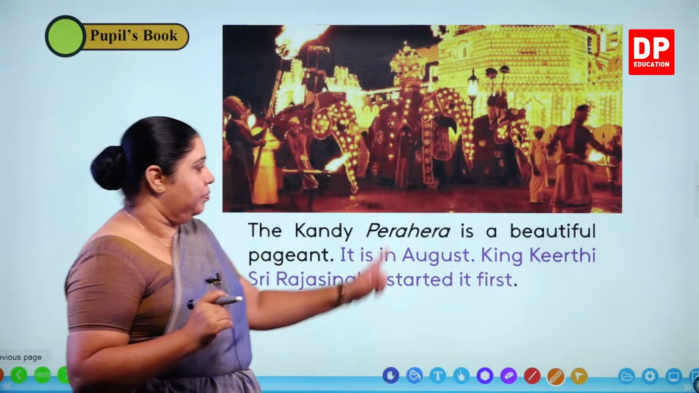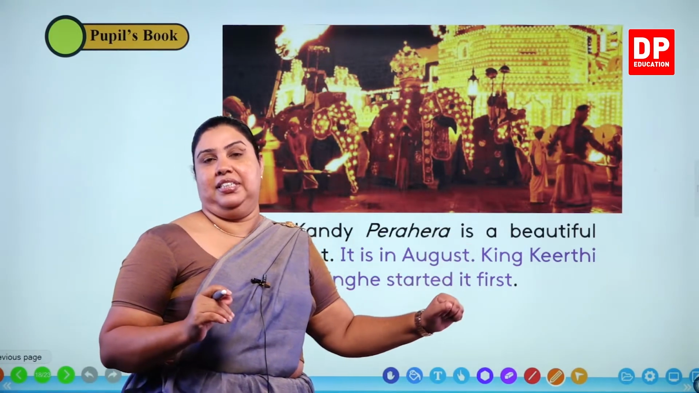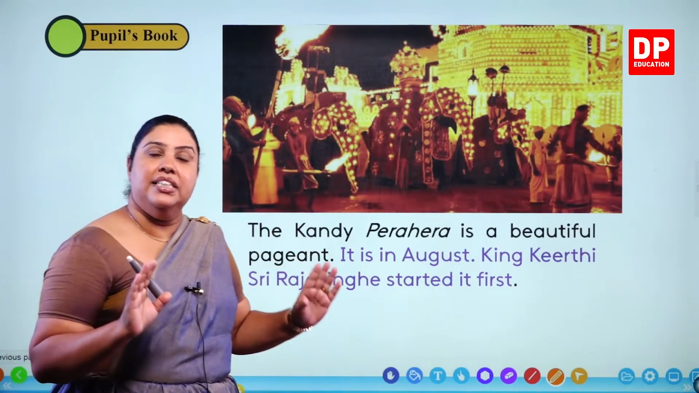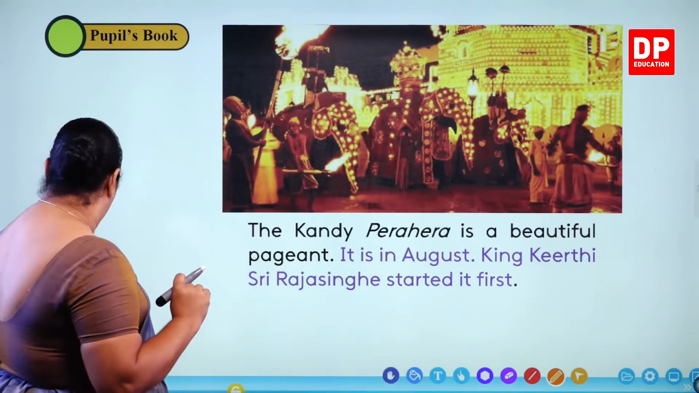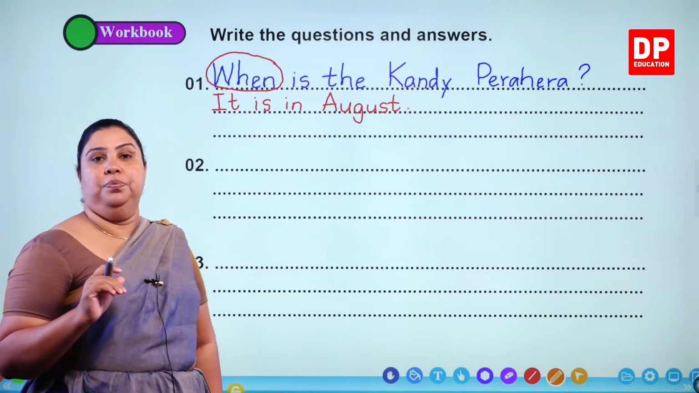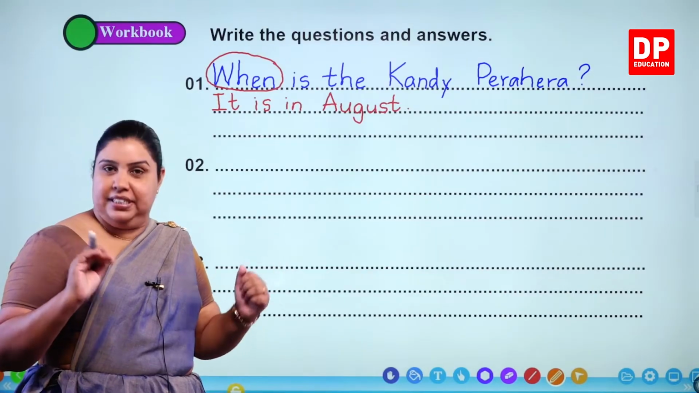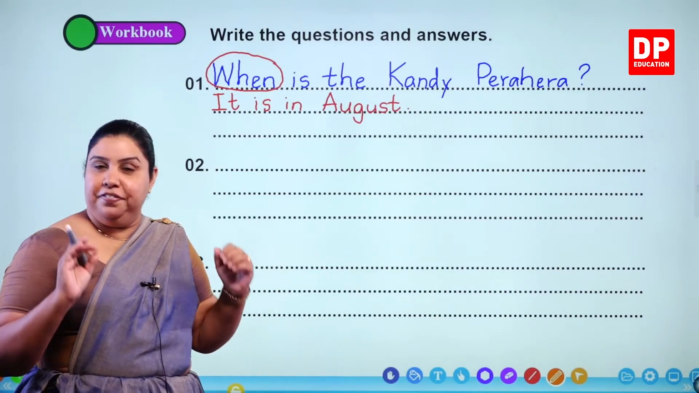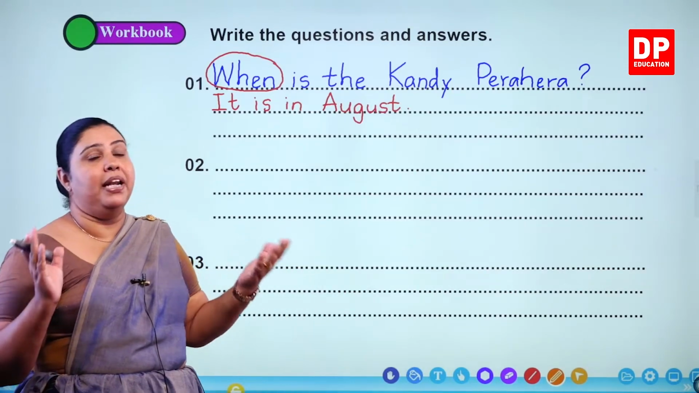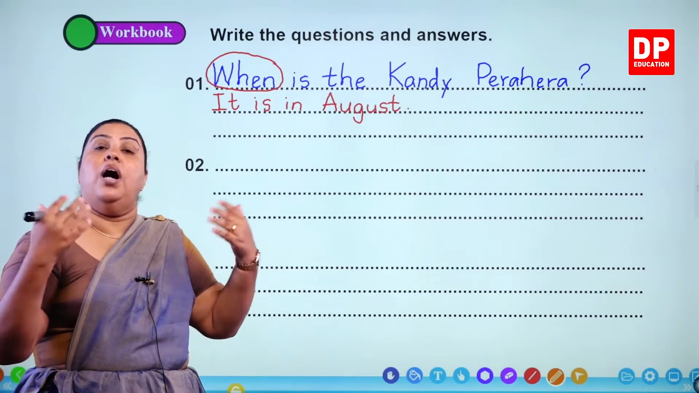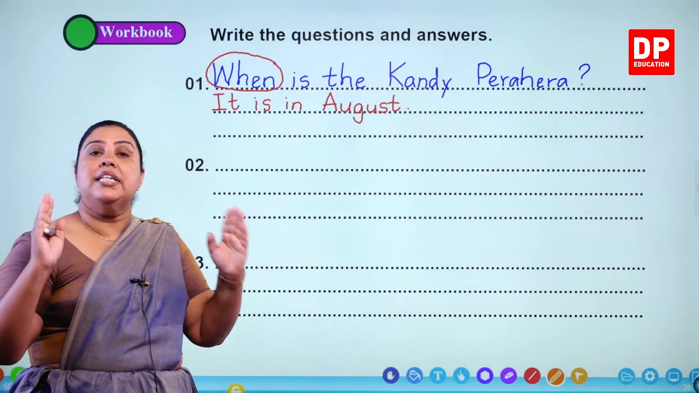Next we have King Kirti Sri Rajasingha started it first. ඔන්න Kirti Sri Rajasingha started it first කියන උත්තරේ එන්න නම් අපි මොකක්ද අහන්න ඕන question එක? Right? Number 2. How are we going to ask the question? Who started it first? දැන් අපිට නමක්නේ තියෙන්නේ පුතේ. කීර්ති ශ්‍රී රාජසිංහ කියන රජුරුව තමයි පෙරහැර පටන් ගත්තේ කියන එක උත්තරේට තියෙනවා. So අපි question එක කොහොමද දාන්නේ? Who started it first?